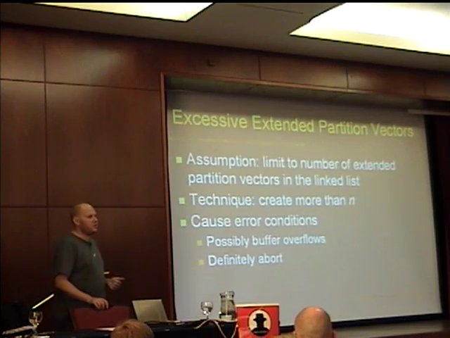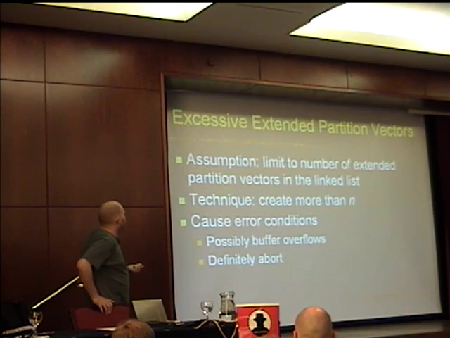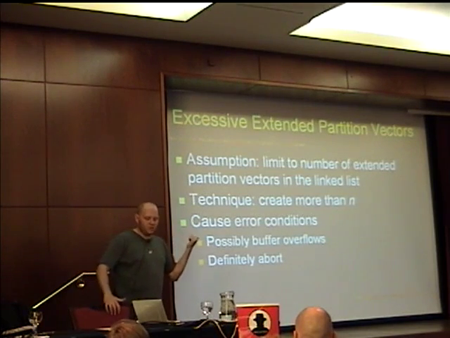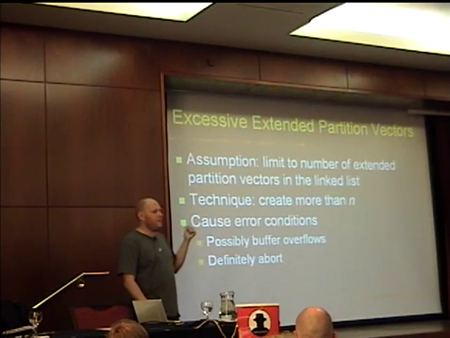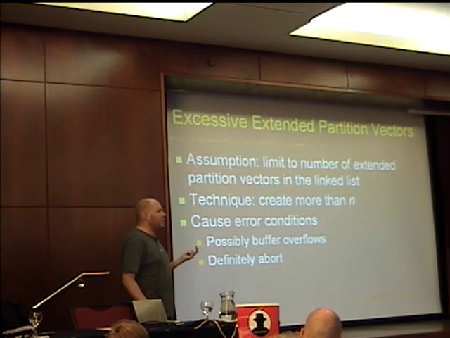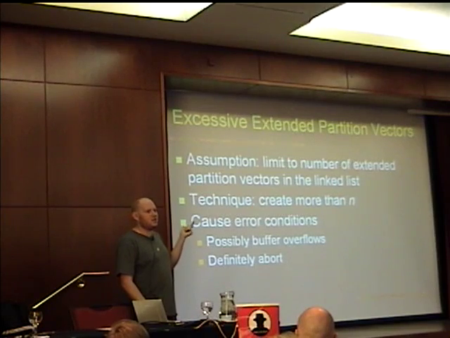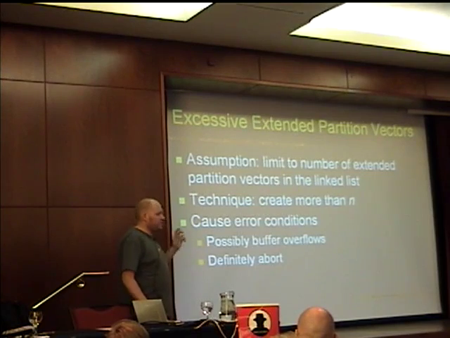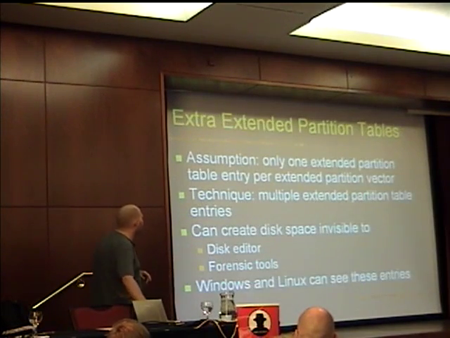We can cause a lot of error conditions by simply creating more than an N number of extended partitions. And this is due to very, very stupid assumptions that get made. For instance, FDisk assumes that there's only 80. I think CFDisk assumes that there's 100. The Linux kernel is okay, but it eventually runs out of memory because it creates a linked list of partitions, so you can use up kernel memory. That's bad. It's a bad attack, right? It's not very useful, I don't think.